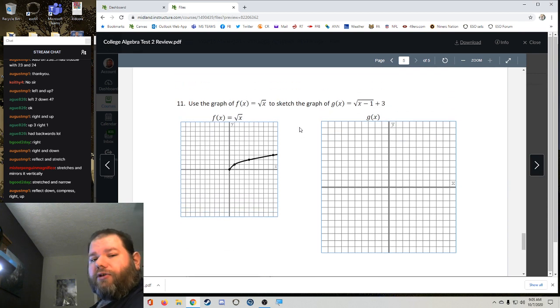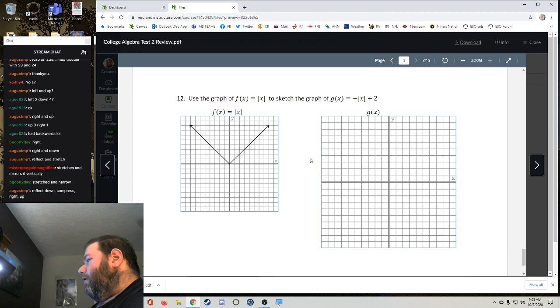Here's another question using transformations. Here we have graph f of x equals square root of x. These 2 transformations. And negative absolute value of x plus 2.